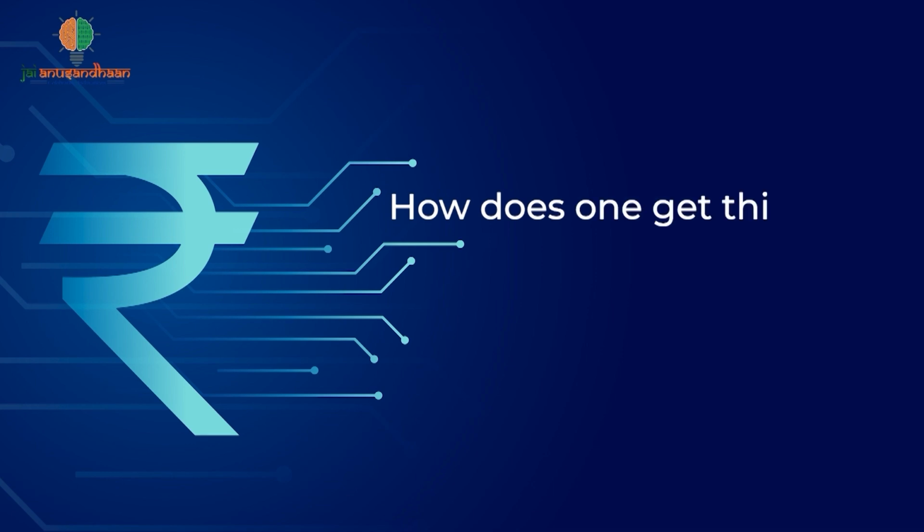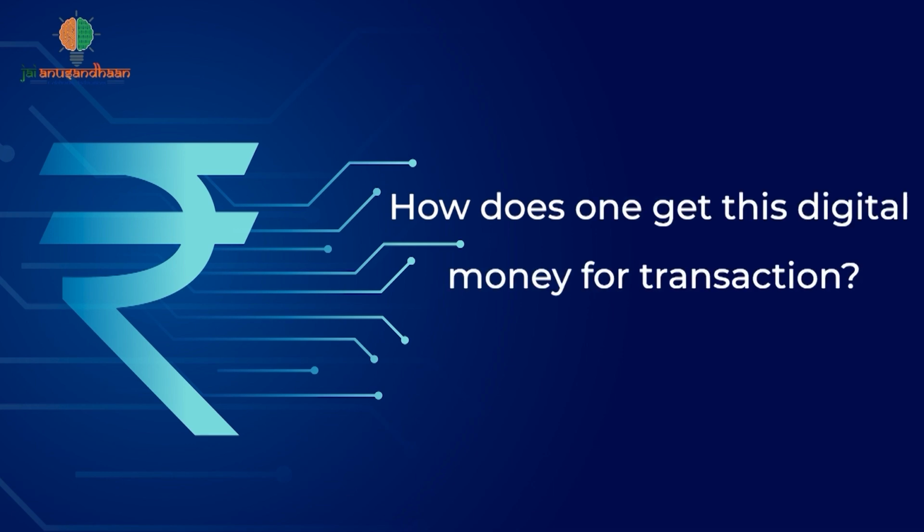How does one get this digital money for transaction? You need to install the CBDC app or Central Bank Digital Currency app and use a phone number linked to a bank account. Once you register successfully on the app, you will be assigned a digital wallet with a unique ID. You can then load your wallet by transferring money from your bank account.